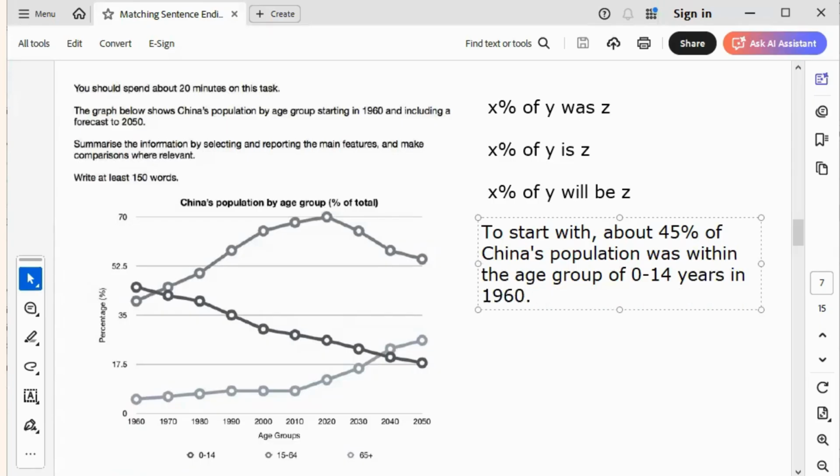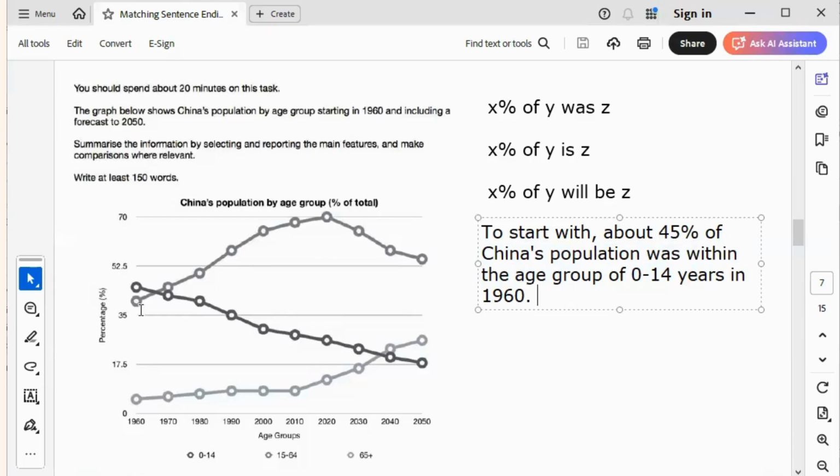So to make you see the way I've used the formula: X percent. See the X percent here. The X is 45. Y represents the complete thing, the whole. I'm going to talk about that later on. And then Z basically refers to the category. So to start with, about 45% of China's population was within the age group of 0 to 14 years in 1960. Next sentence, I will now describe the trend.